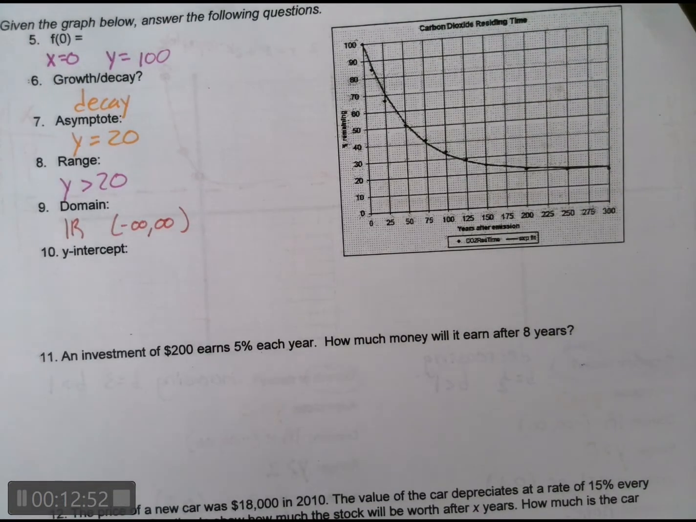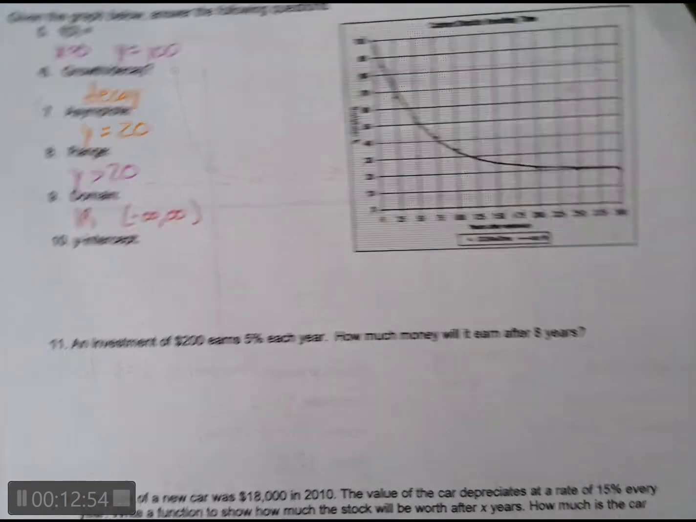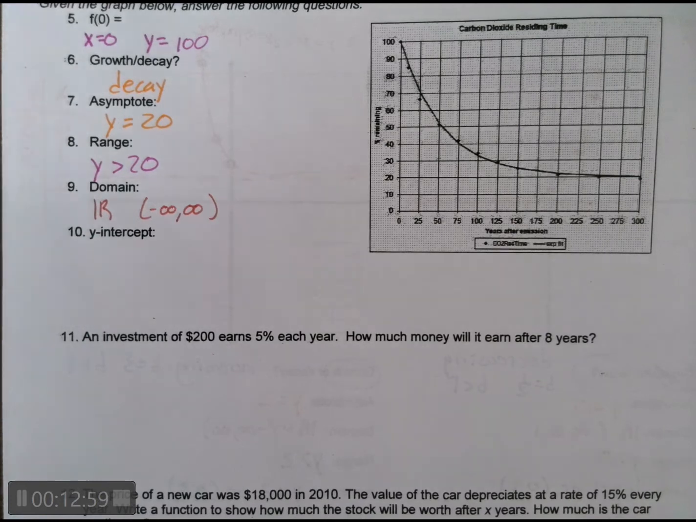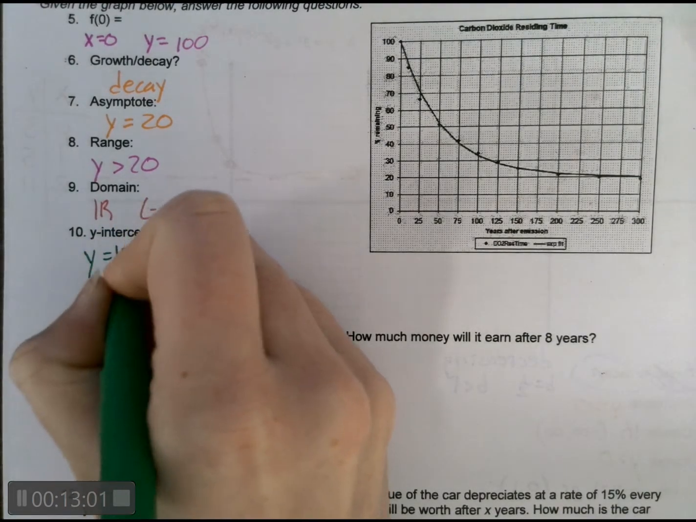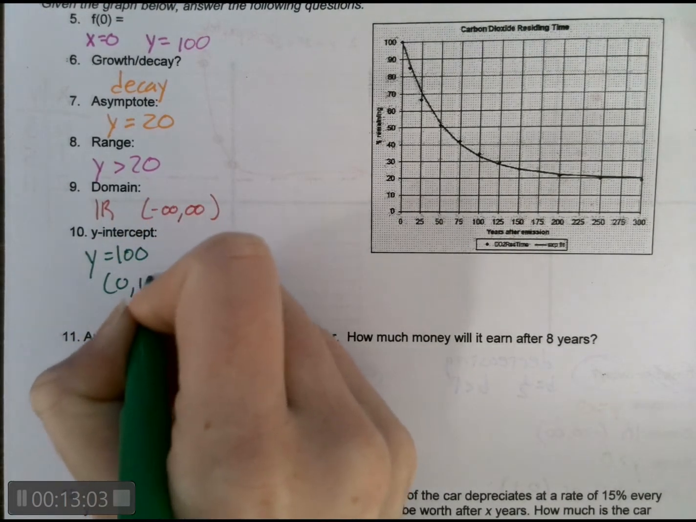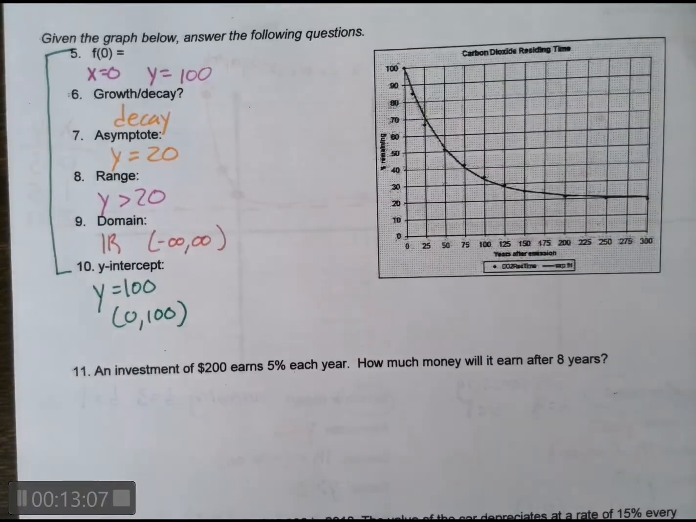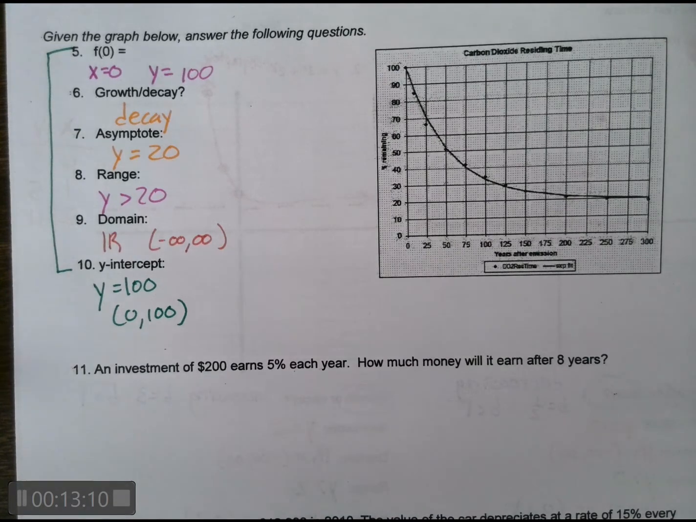Finally, my y-intercept is what value? We kind of already answered this one. It's y equals 100, or (0, 100). These two questions were exactly the same. Hopefully that helped you in determining our growth or decay, our asymptote, our range, our domain, and our y-intercept.